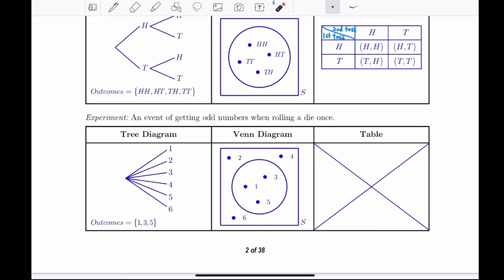And we can't illustrate this experiment by using a table, because usually we're going to use a table when we have 2 categories. Okay, but if we roll a die, we don't have 2 categories.